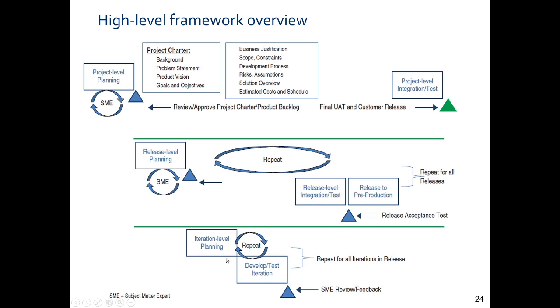One is the iteration planning. Before that, release planning has been done. Submit it to iteration planning. Do the sprint planning. Complete the sprint. Then do the release level integration. And then go around for the release or pre-production.